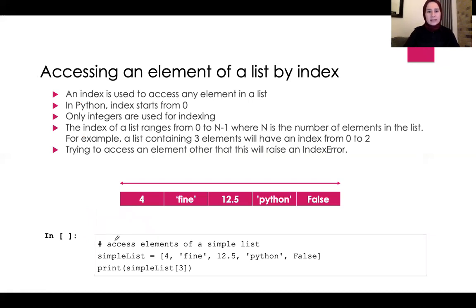We can access an element of a list by using the index. An index is used to access any element in the list, and in Python, indexing starts from 0. Let's look at this example here, guys. We have been provided a simple list, and its elements comprise different data types. There is a number, a string, a float number, another string, and a boolean. Those are the elements of this list.